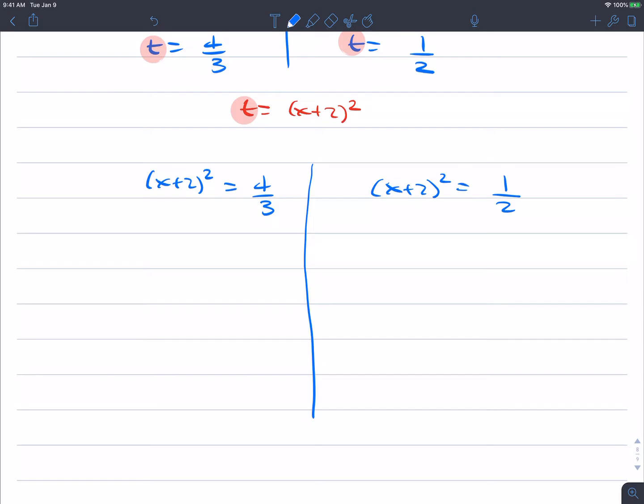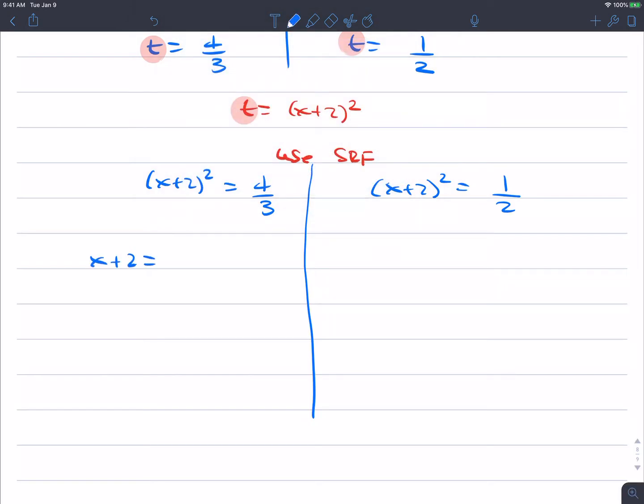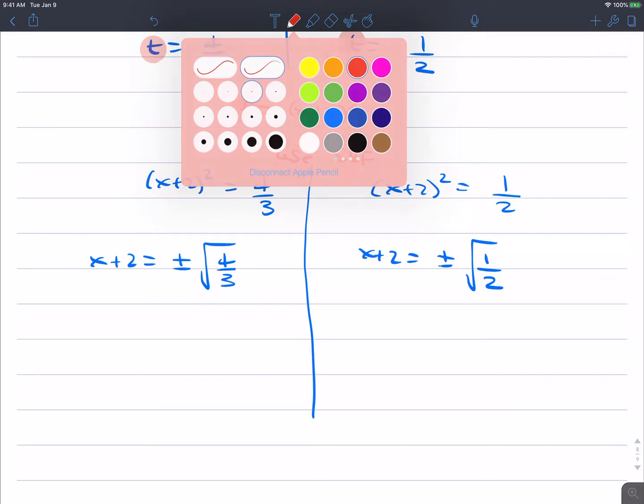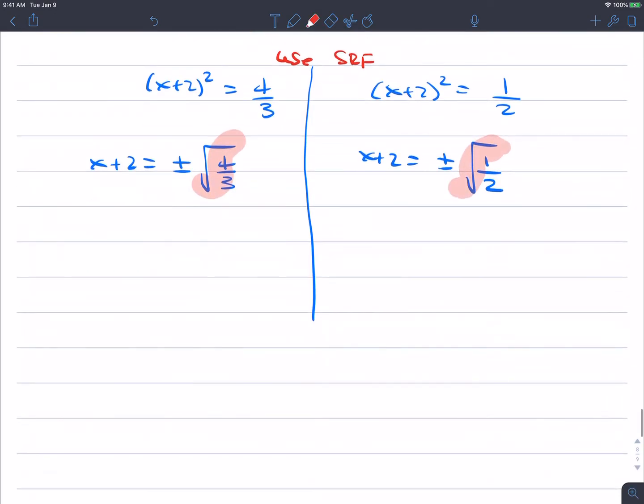So at this point here, we're going to get to use now the square root formula. So I'll abbreviate that here and say use square root formula. X plus 2 becomes plus or minus square root of 4/3. X plus 2 becomes plus or minus the square root of 1/2. Both these radicals need to be simplified. This radical and this radical.